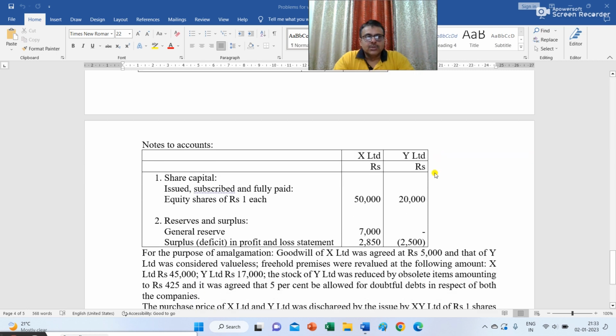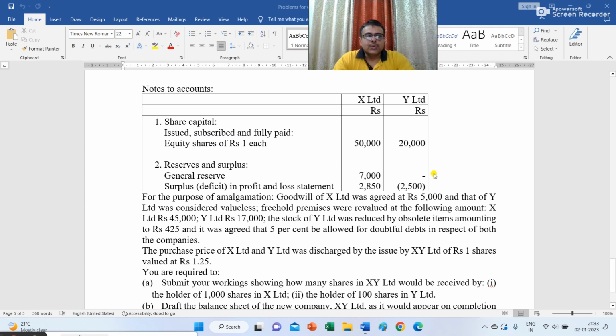Now notes to accounts. Share capital: issued, subscribed and fully paid equity shares of rupees 1 each. The number of shares of X Limited is 50,000 and of Y Limited is 20,000, and each share has a value of rupee 1, that is the face value. So the share capital of X and Y are 50,000 and 20,000. In case of reserves, we have general reserve of 7,000 for X Limited and the P&L account is 2,850, and we have a loss in case of Y Limited of 2,500.